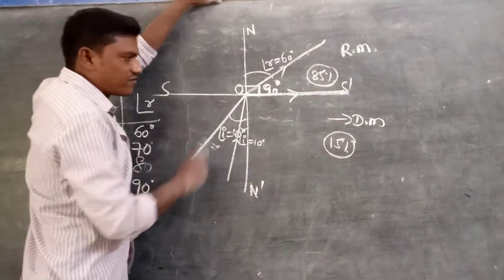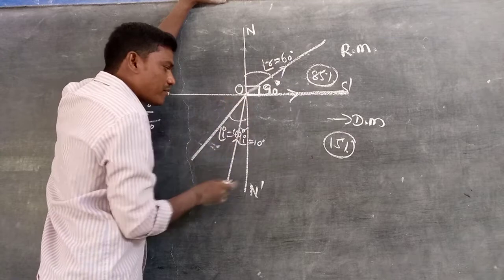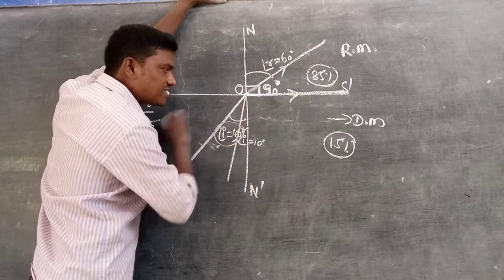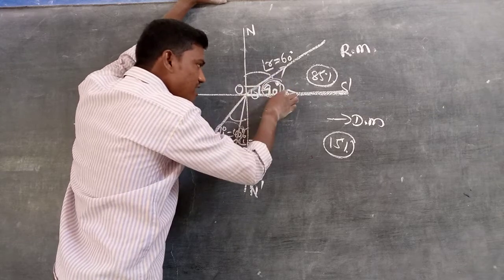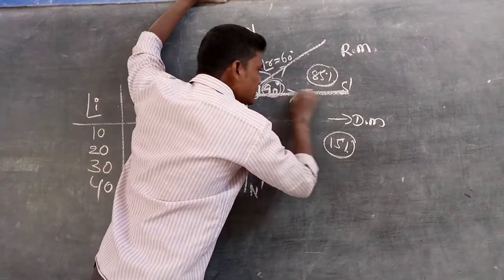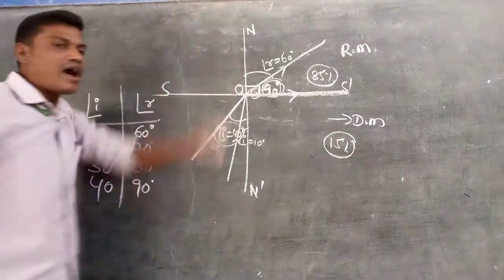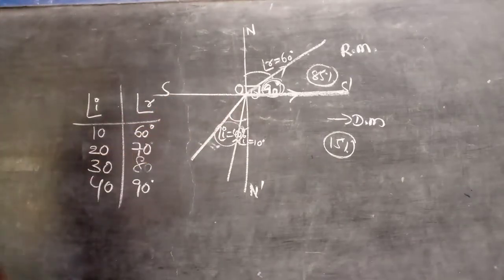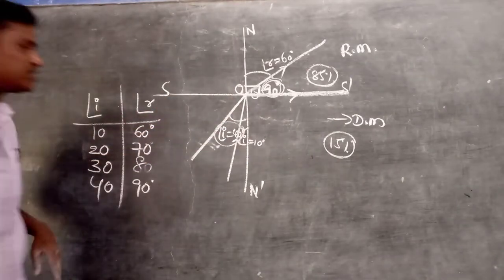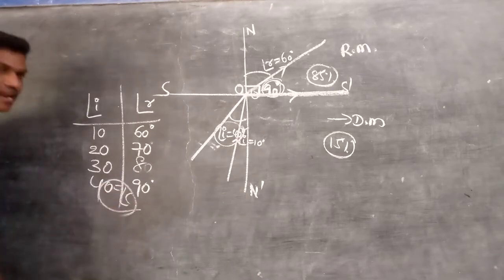So listen very carefully. When light travels from denser medium to rarer medium, at a particular angle of incidence, the angle of refraction becomes 90 degrees, and the refracted ray grazes the surface, or touches the surface of the two media, the refracting surface. This angle of incidence is called the critical angle. Here, 40 degrees is called the critical angle.